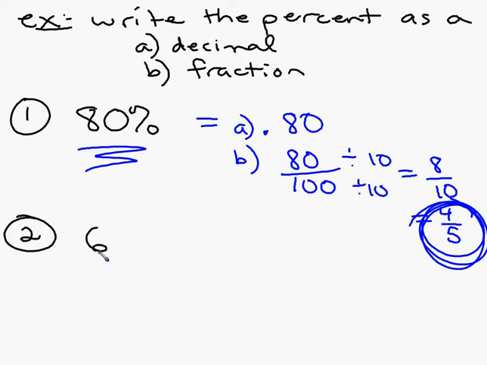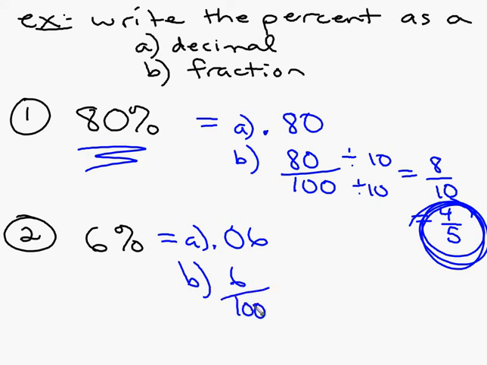Let's do another one. How about 6%? Well, let's write it as a decimal first. What would this be as a decimal? 0.06. That's the first answer. You have to move it 2 places to the left. It's not 0.6, it's 0.06. That's the first answer. The second answer is 6 over 100. Will that reduce? Yeah, well, can I divide them both by 2? This would be 3 out of 50. All right, 3 out of 50.